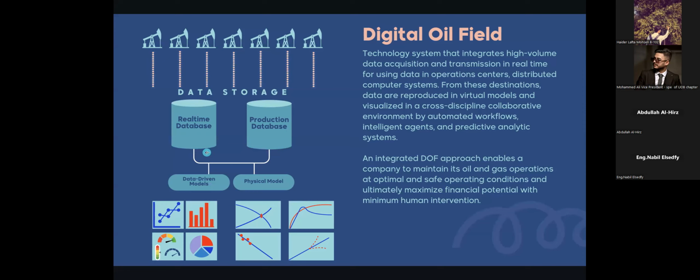Then that data will go to a database, what they call a historian database, which we call here the production database, or PI. Some people call it PI, some people call it historian database. Adding to that, this is the real-time database, recording the real-time data coming from your wells. We also have a production database to record all the production data that you have.